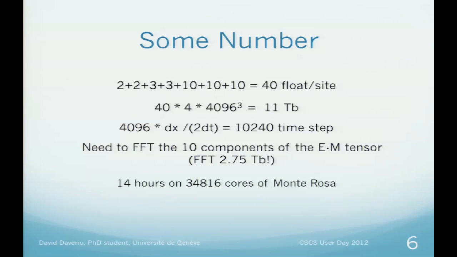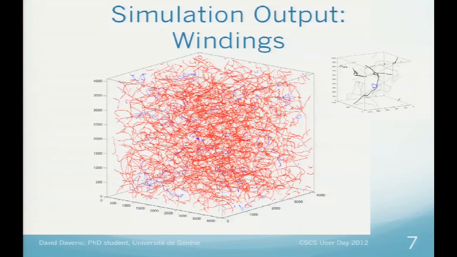One run is 14 hours on Monte Rosa on 34,000 cores, nearly 35,000 cores. So let's see a bit of the output. First thing, the windings. Here we can see the difference between our run and the previous simulation.